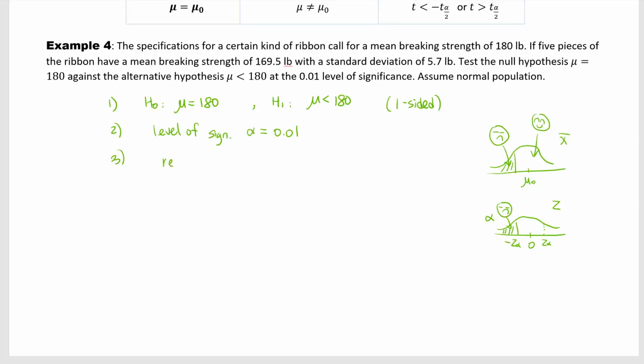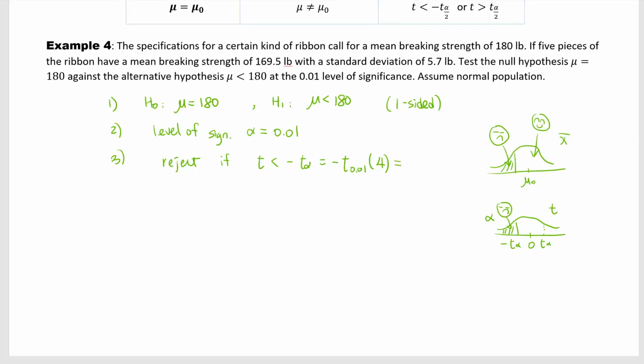So we reject, oh, I'm sorry. What did I miss? This is not z, this is t. We use a small sample, so t distribution. So we reject if t is less than minus t alpha. Here alpha is 0.01, but what is the degree of freedom? What is n? n is 5, then degree of freedom is n minus 1, which is 4.